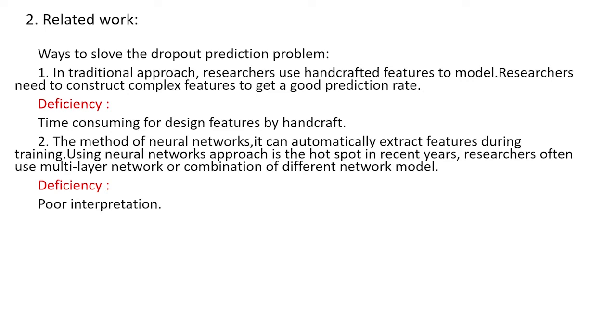The second way is using neural networks. Using neural networks can automatically extract features during training, and it's a hot spot in recent years. Researchers often use multi-layer networks or combinations of different network models. The deficiency of this way is that neural networks have poor interpretability.